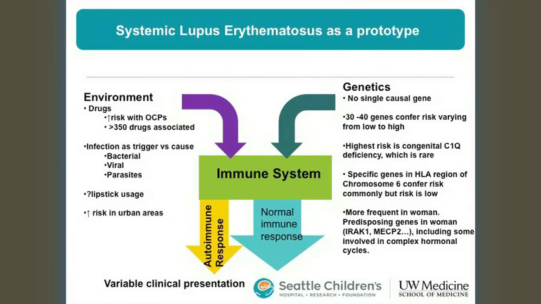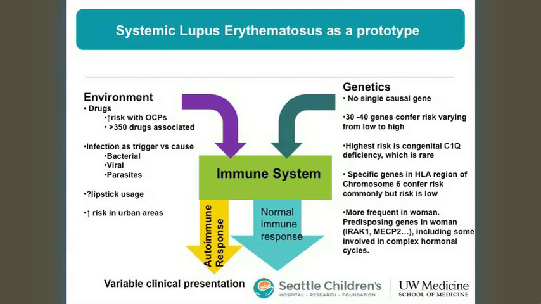So there's 30 to 40 genes conferring varying risk from low to high. And if I was presenting the same slide for diabetes, I could say the same thing. The genes will be different. Actually, some will overlap. The genes would be mostly different. But this would be the same if we presented it for any autoimmune disease. A good example of a high-risk gene is congenital C1q deficiency, and that's very rare. So some of the high-risk things are very, very rare. You shouldn't test for them.